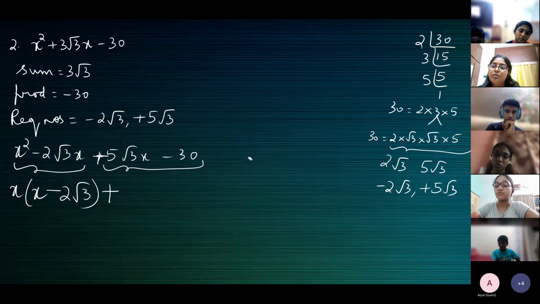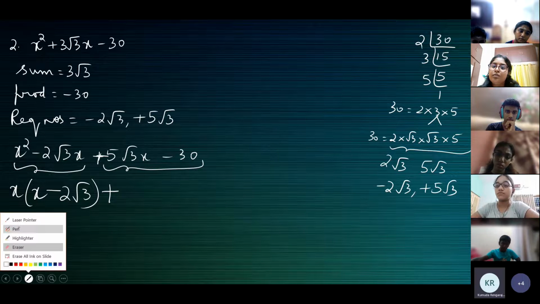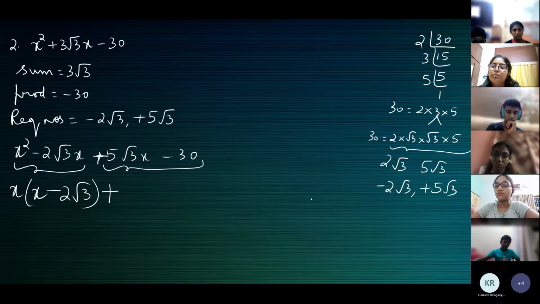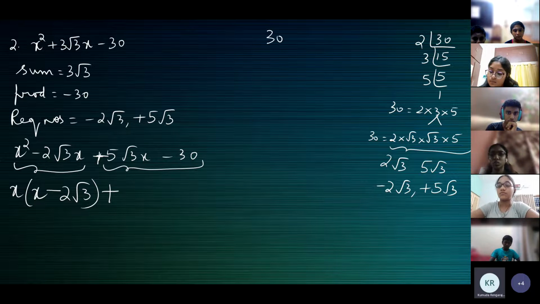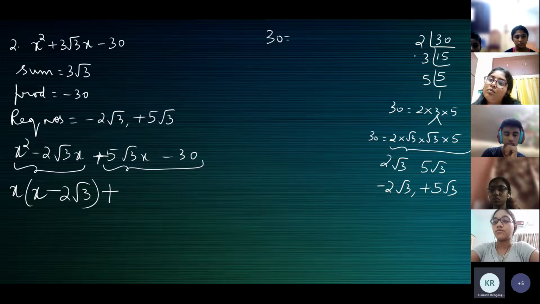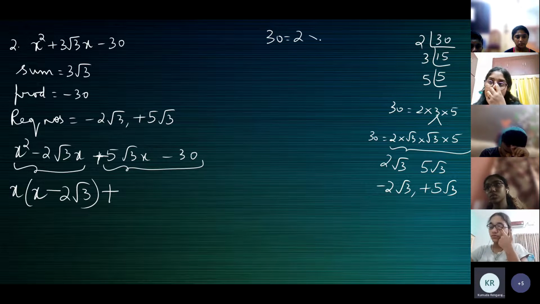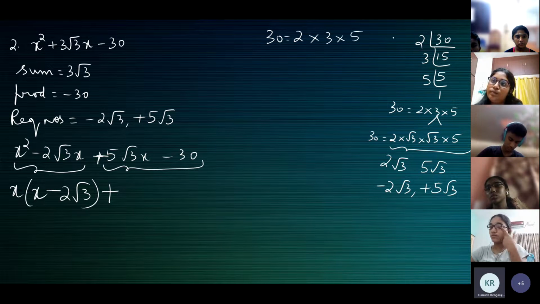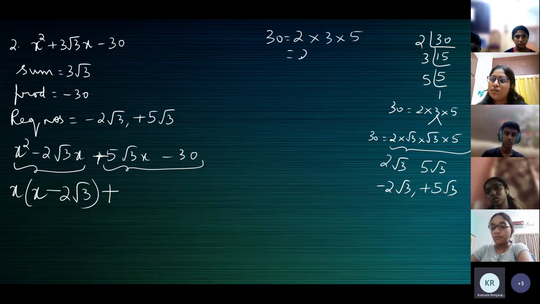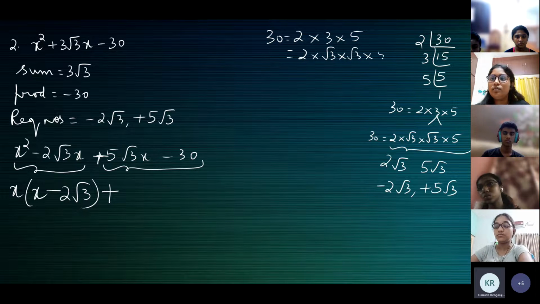Instead of putting a tree like this, I'll write it like this for you. See here. This is rough work, children. So 30 is equal to, you can use this itself, 2 into 3 into 5. You can use this also. Anyway, it's not that you should write 6 into 5 only. So 2 into 3 into 5, that is equal to 2 into 3 is root 3 into root 3 into 5.